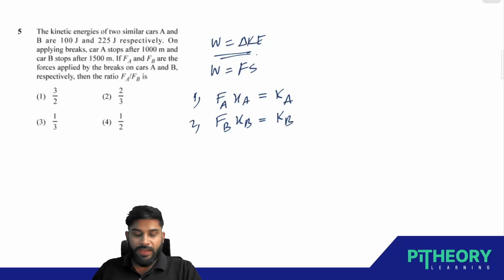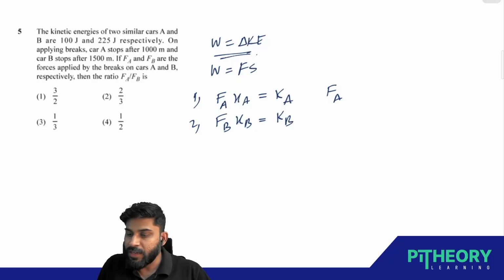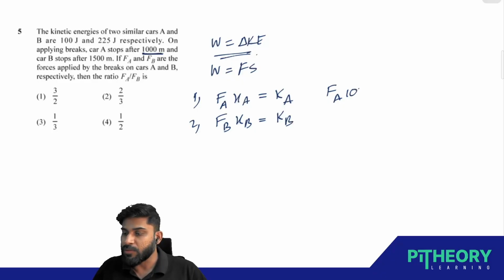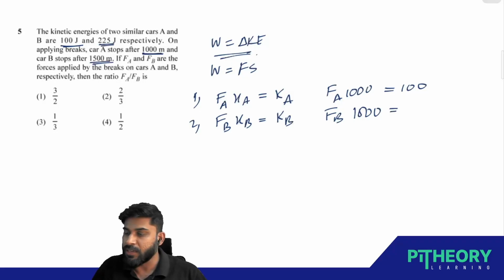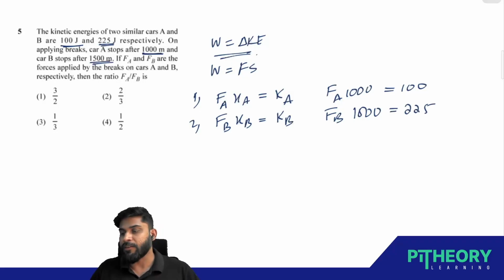So now we can apply the values. FA into the distance traveled by the first car. It is given that A travels 1000 meters. So 1000 is equal to the initial kinetic energy of car A, which is 100 joules, so you can write 100. And FB into 1500 is equal to 225. So it is very clear now.